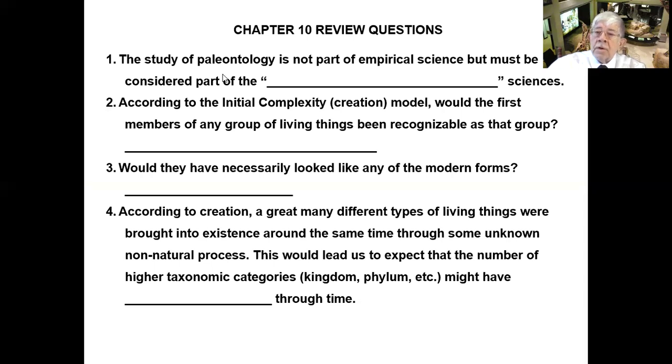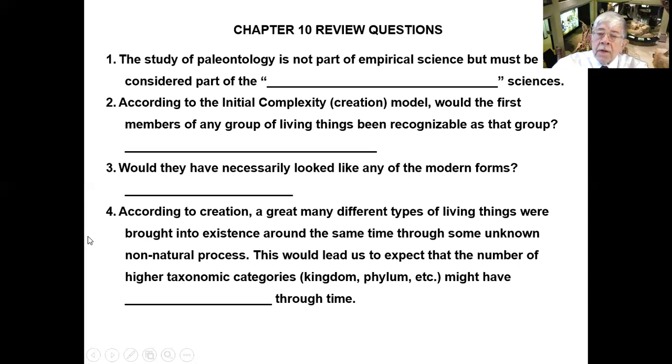Okay, let's go over some of the review questions. These are what you'll be tested on for this chapter. The study of paleontology is not part of empirical science. It's considered part of the what sciences. According to creation, initial complexity, would the first members of any group of living things have been recognizable as that group? And would they have necessarily looked like any of the modern forms?